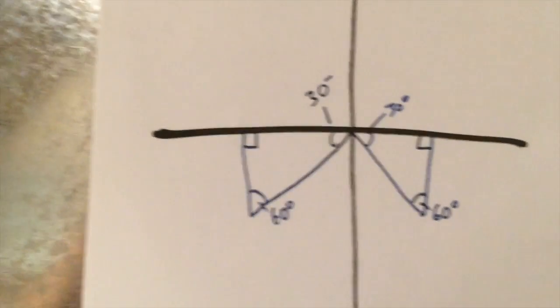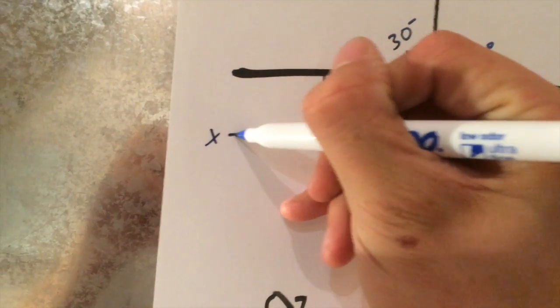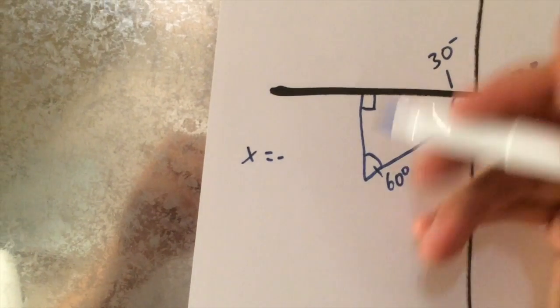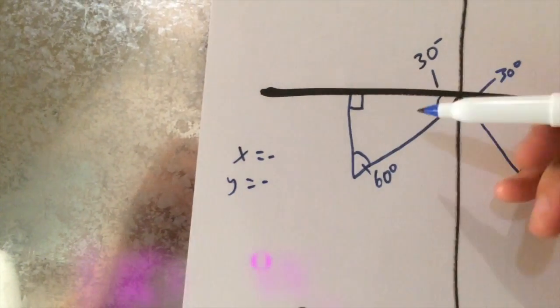So you see in this one that the x value is moving in the negative direction, as well as the y value, because it's going down.